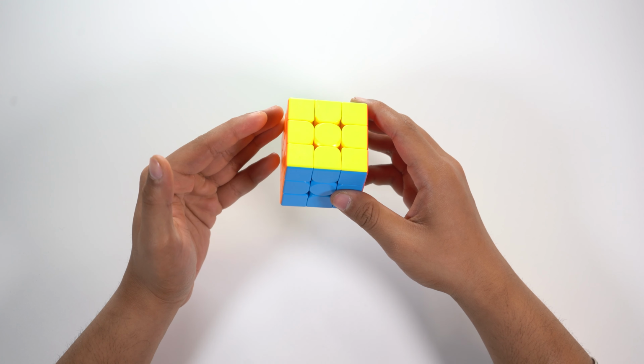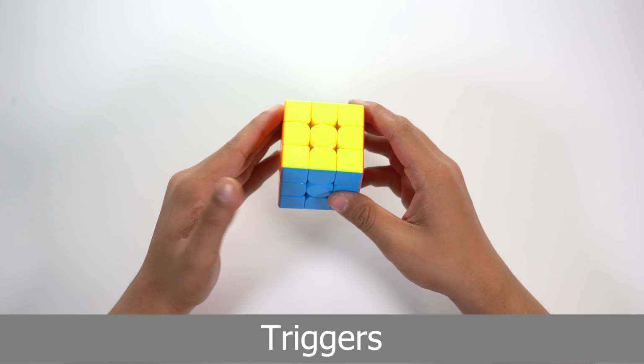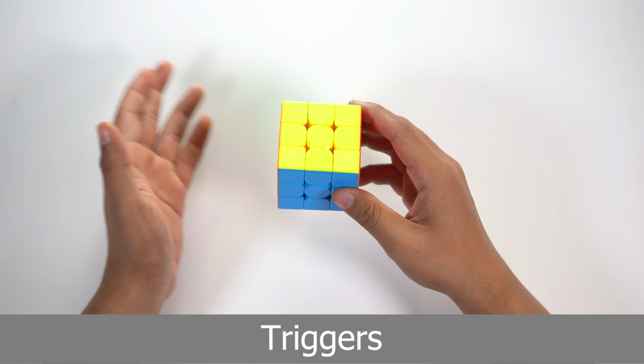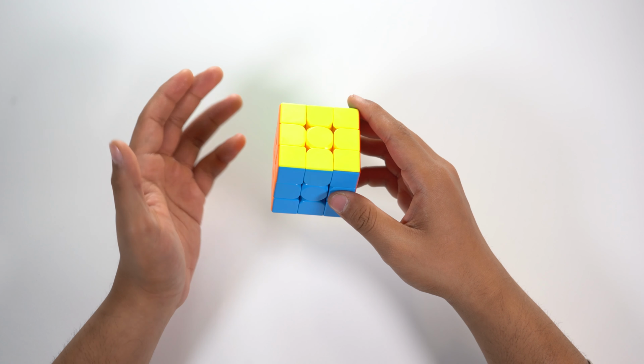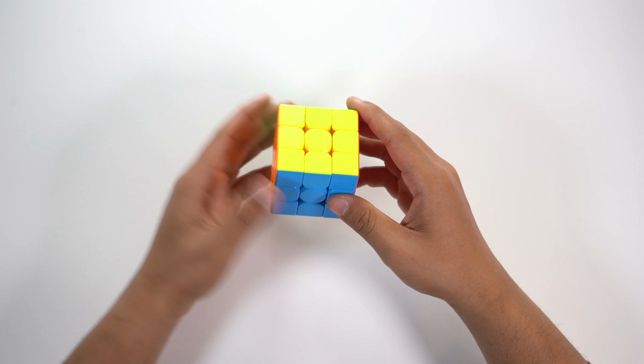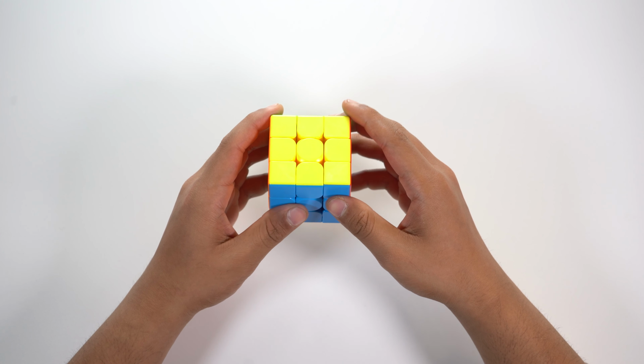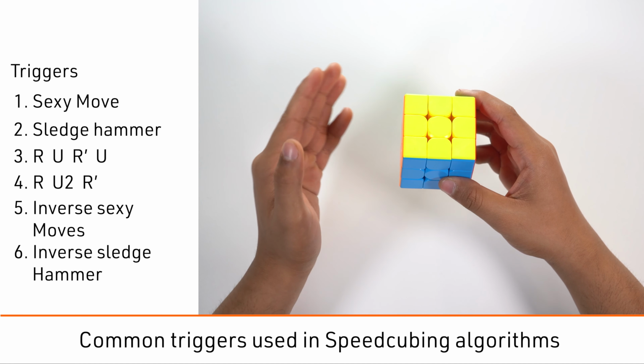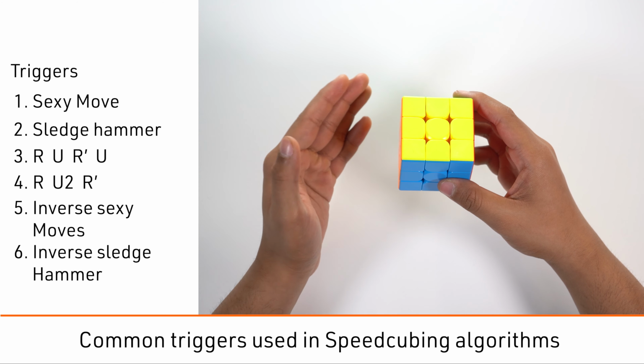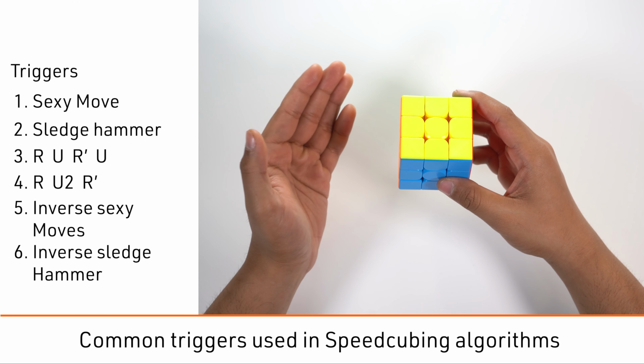Before learning any algorithm, you should know what triggers are. Triggers are just common moves that are used in speed cubing. एक तरीके से जो moves बार बारी क्यूब में आते हैं उन्हें हम triggers कहते हैं. Right now, I'll show you some of the very common triggers that are used in speed cubing algorithms, and it will be very helpful for you to memorize the normal OLLs and PLLs afterwards.